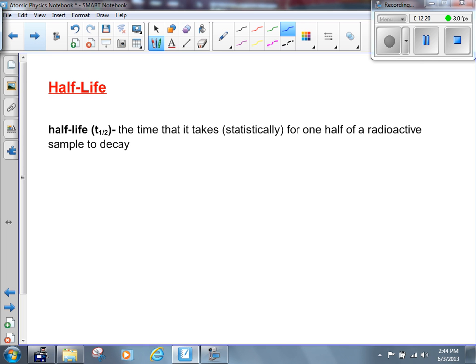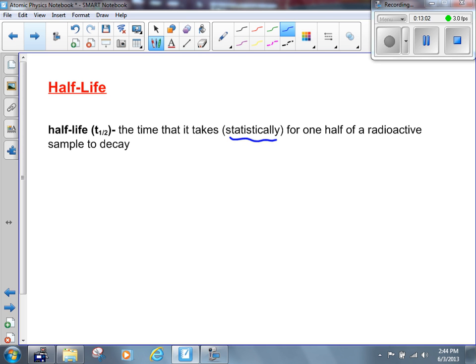Today we're going to talk about half-life. Half-life is the time that it takes, statistically, and I'll tell you what I mean by that in just a moment here, the time that it takes statistically for 1/2 of a radioactive sample to decay. Meaning that if I have 1,000 radioactive nuclei, half of it will decay in a certain amount of time. That time we will call the half-life. You'll be down to 500 of those radioactive nuclei after that amount of time that we call the half-life.